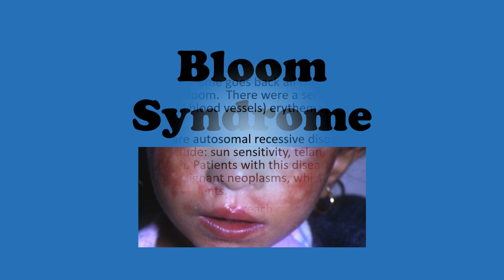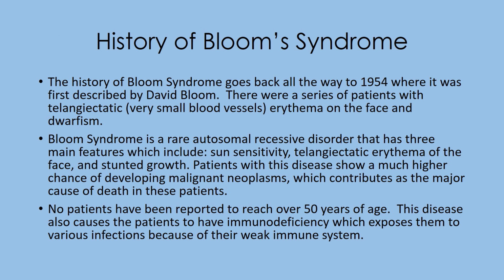Bloom syndrome. The history of Bloom syndrome goes all the way back to 1954, where it was first described by David Bloom. There were a series of patients with telangiectatic erythema on the face and dwarfism. Bloom syndrome is a rare autosomal recessive disorder that has three main features, which include sun sensitivity, telangiectatic erythema of the face, and stunted growth.